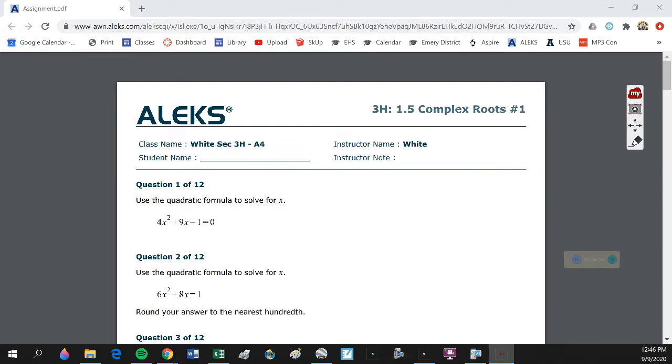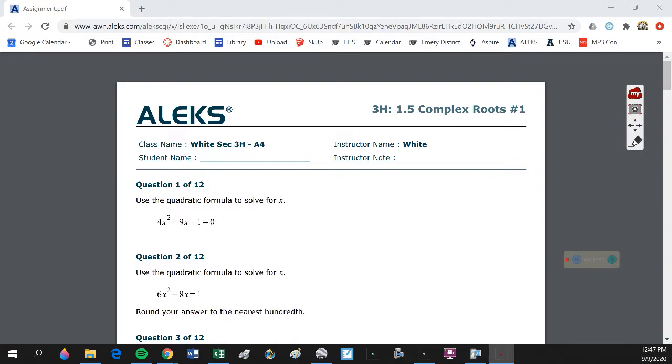You can solve these either by completing the square or using the quadratic formula. The only problem is completing the square is difficult if you have a leading coefficient. So I'm just going to stick with the quadratic formula because it always works, even if there's a leading coefficient.